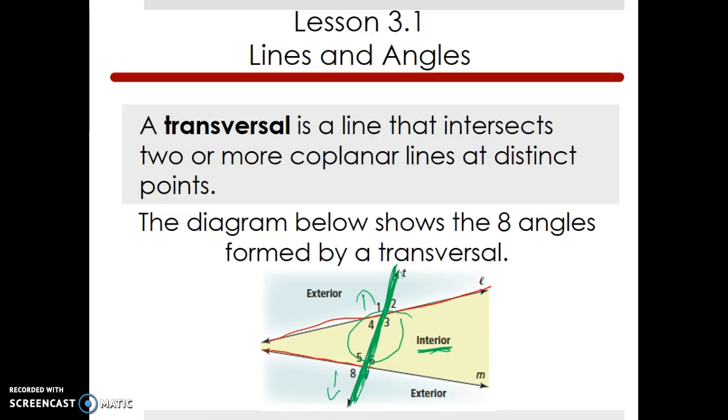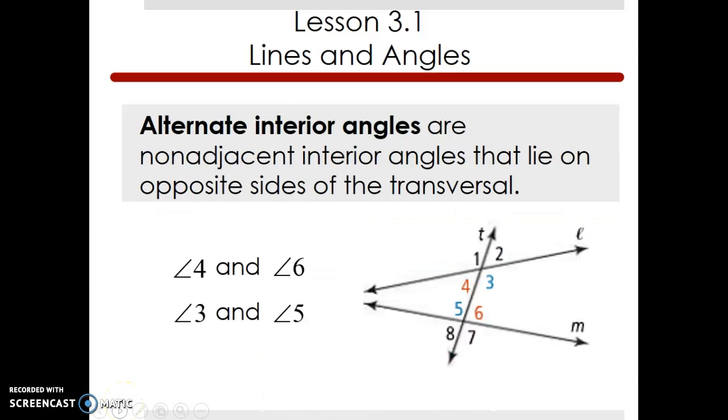So what we're going to do is we're going to take a couple more definitions. So alternate interior angles are non-adjacent interior angles that lie on opposite sides of the transversal. So if, again, alternate means opposite, and interior means inside. So it's inside the 2 lines and are on opposite sides, like 4 and 6, 3 and 5.